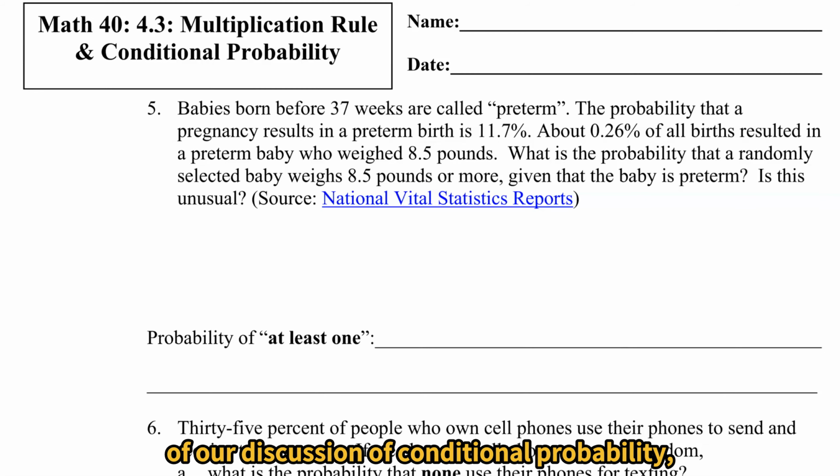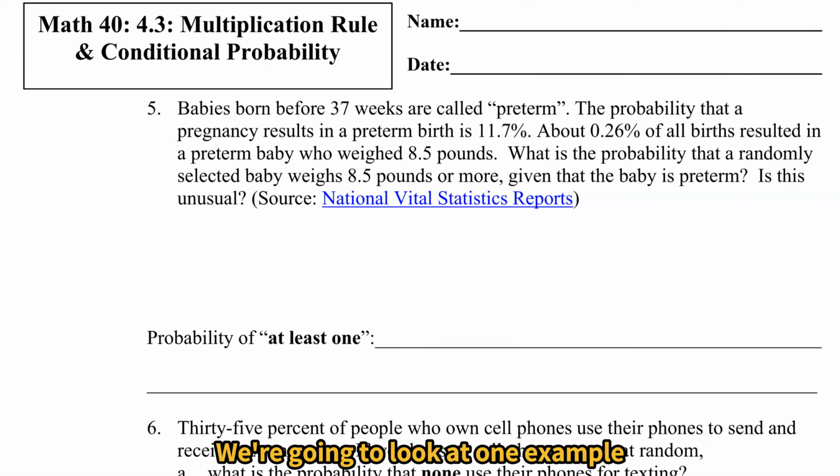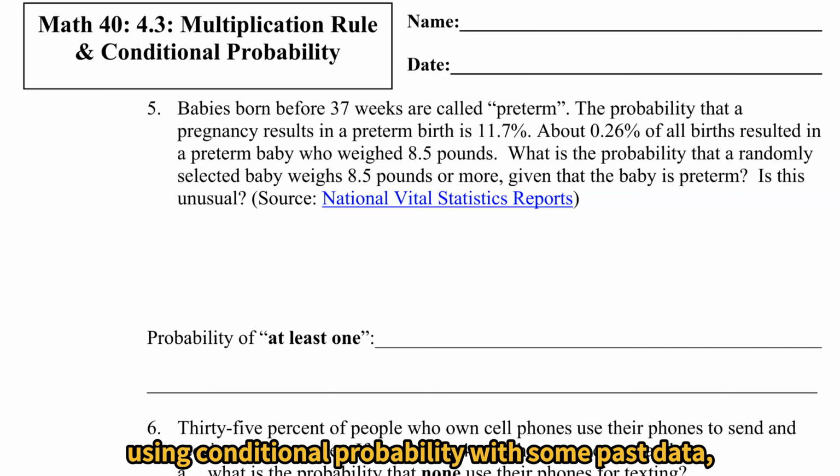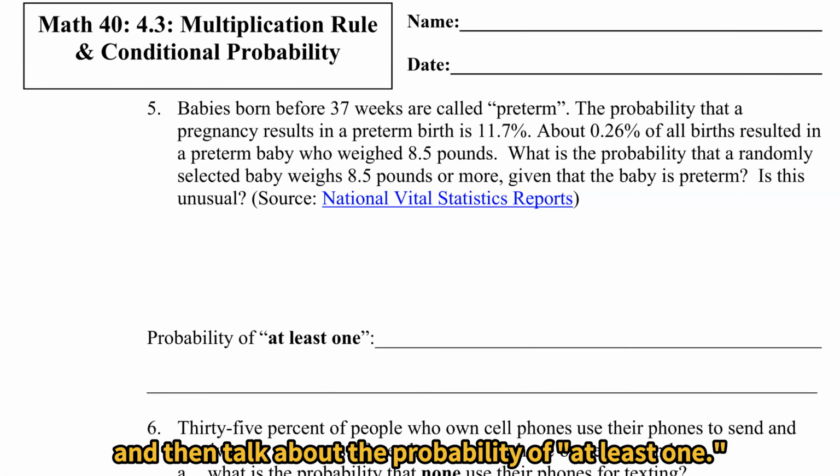In this last part of our discussion of conditional probability, we're going to look at one example using conditional probability with some past data, and then talk about the probability of at least one.